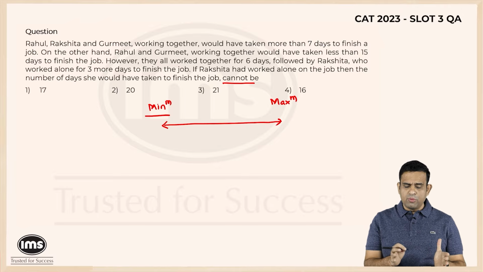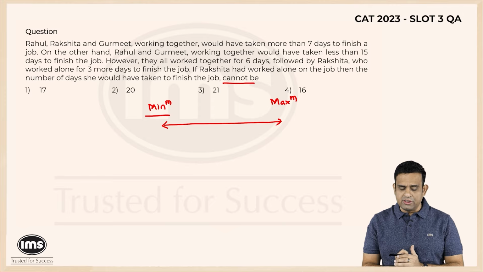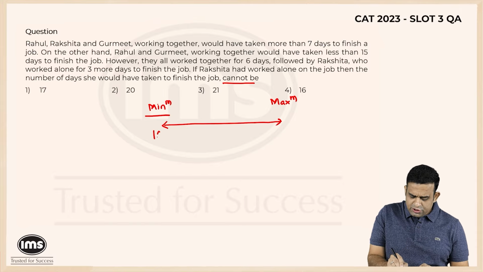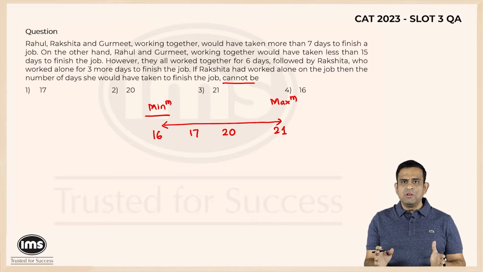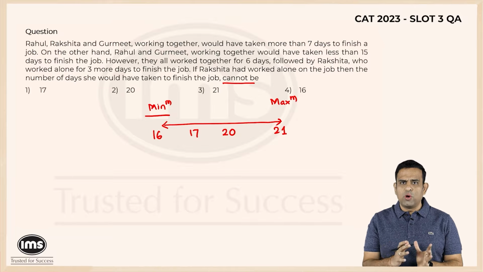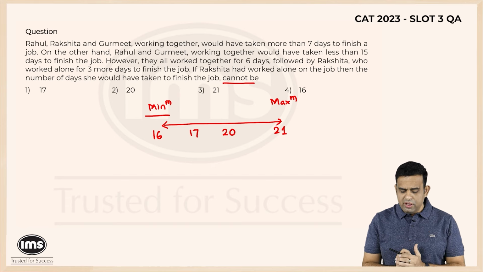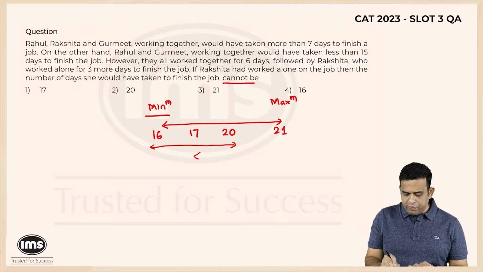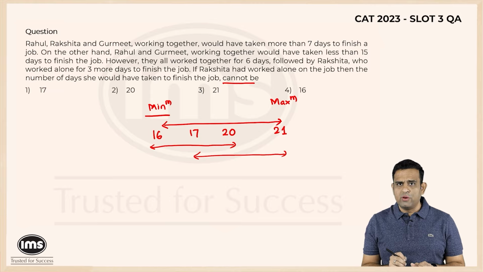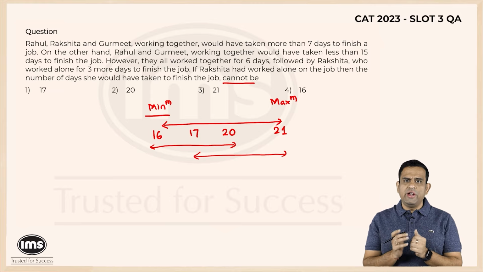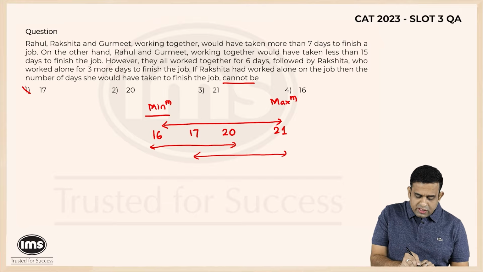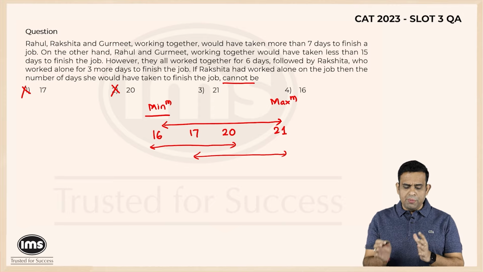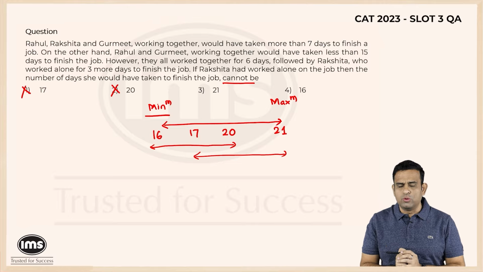So if I look here, the smallest option given to you is 16. The highest option given to you is 21. So 16, 17, 20 and let's say 21. Obviously, if I say one of the four cannot be, that means the other three definitely can be. So it is either 16, 17, 20 that will work, or 17, 20, 21 that will work. What does that mean? 17 and 20 are definitely going to work and hence cannot be the answer. So it has to be option number 3 or option number 4.